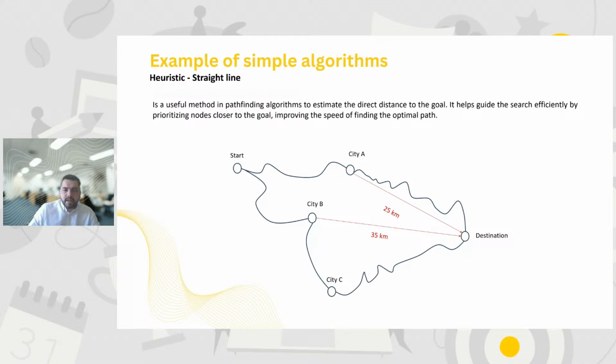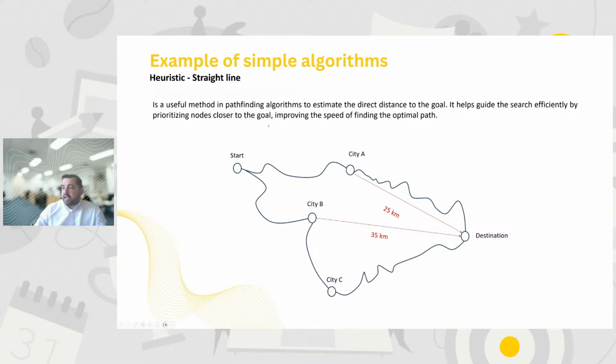And the first one is the heuristic straight-line algorithm. This is an algorithm that is used to calculate and decide which way we should go. For example, we are here in the start position and we want to go to the destination. And I can take two decisions. I can go the way to city A, or I can go the way to city B.